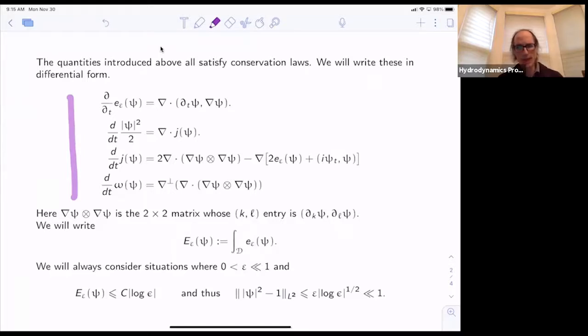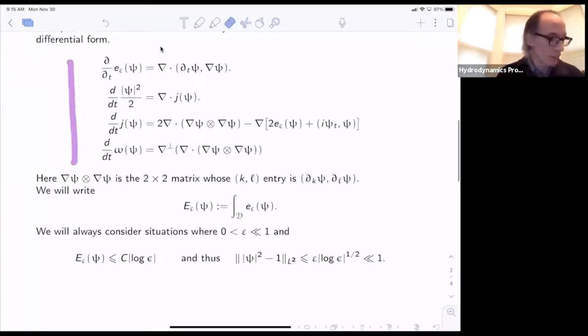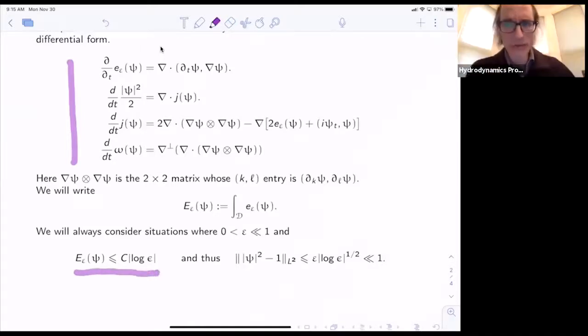Okay, and so for example, I'll write capital E of psi to denote the integral of little e, the total energy. And I will always consider situations where the energy may be diverging. In fact, it will be diverging, but it'll be diverging at most logarithmically.